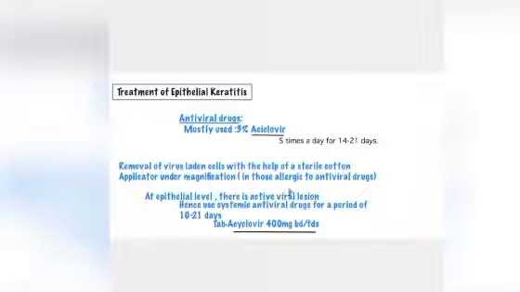Next, if at the epithelial level there is an active viral lesion, since the ulcer is at the epithelial level, the viral lesion is active. Hence, we also have to use systemic antiviral drugs for a period of 10 to 21 days. So at the epithelial level we use this as well, which is systemic antiviral drugs, that is tab acyclovir. This one is just topical, this is oral. Tab acyclovir 400 milligram twice a day or 3 times a day.